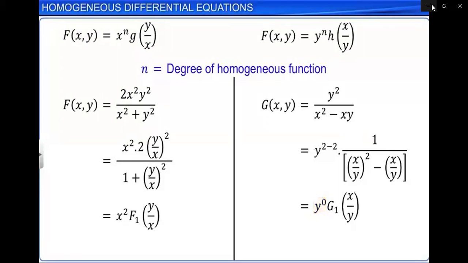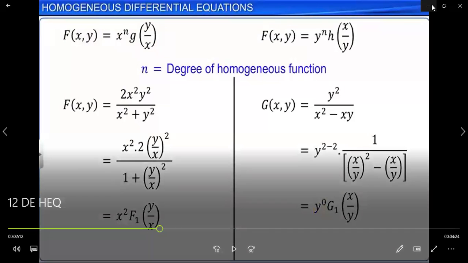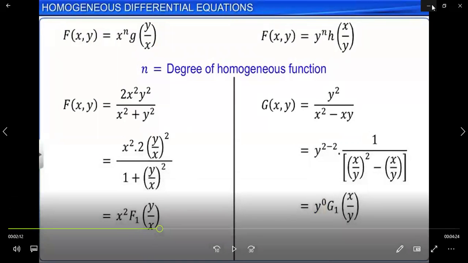Now we define homogeneous differential equations after getting an idea about homogeneous functions. As you can see, two functions on your screen. One is f of x comma y equals x raised to the power n into g of y by x, and the second type of homogeneous function is f of x comma y equals y raised to the power n into h of x by y.